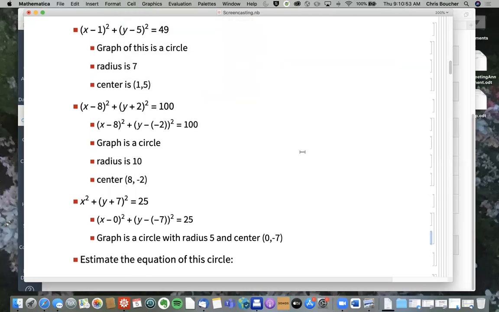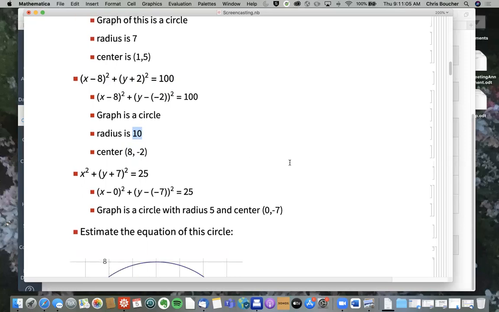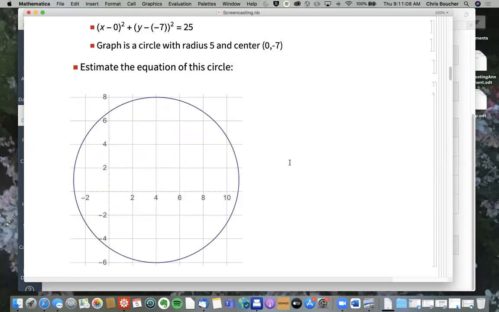So let's just write that down. Indeed, there we go. And so we could also graph these equations easily enough because we know what they look like, right? We just mark the center at 8, negative 2, and do our best to draw a circle around it with radius 10. We can go the other way, right? If we see a circle in the plane, we can estimate its equation. All we need to do is figure out the center and the radius.